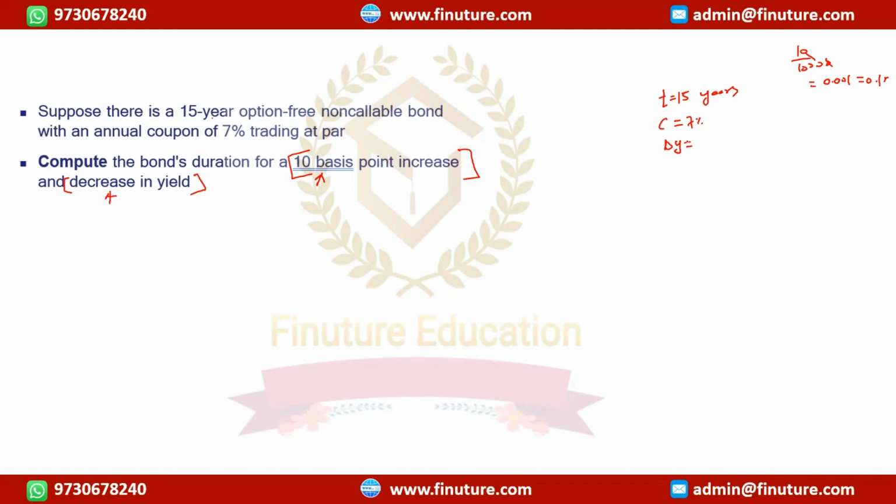So eventually, you have to calculate duration when your yield is 7.1%, that is, it increases by 0.1%. And when it decreases by 0.1%, it would be 6.9%. So this is what you are supposed to calculate. Now in the calculator, you will first write the formula of duration.